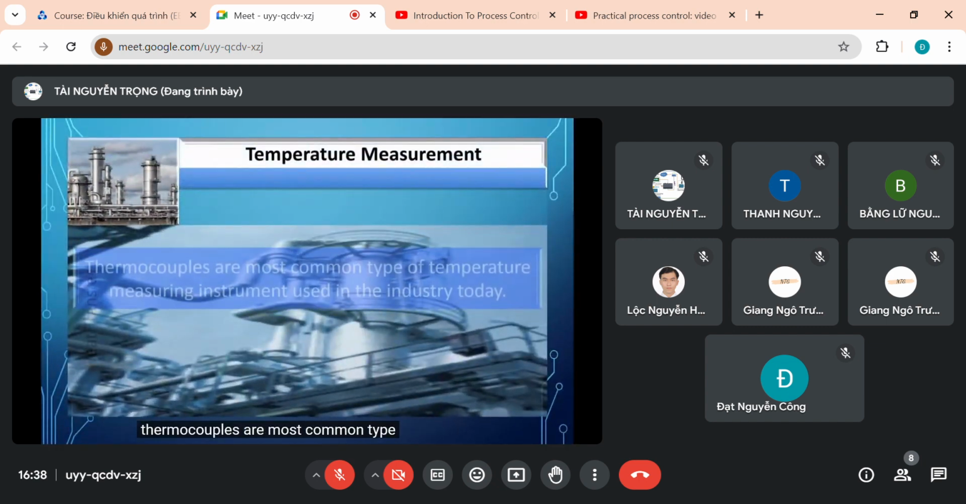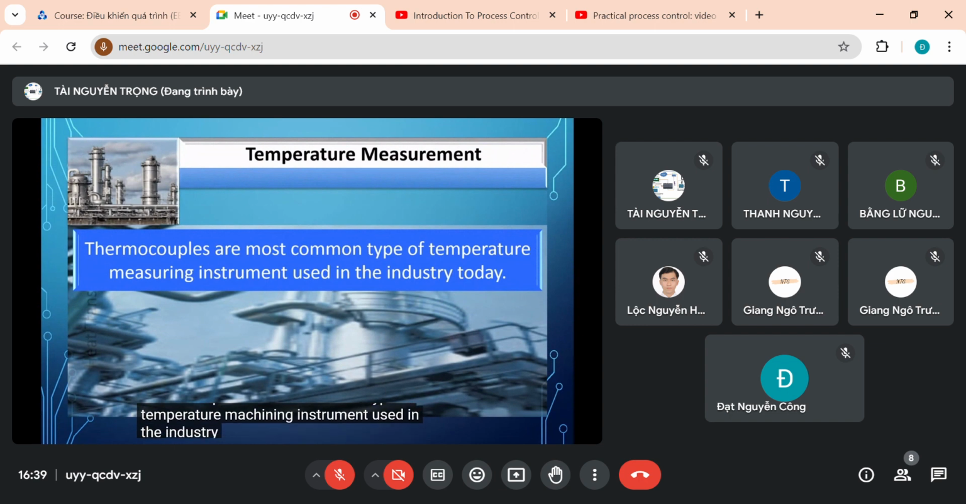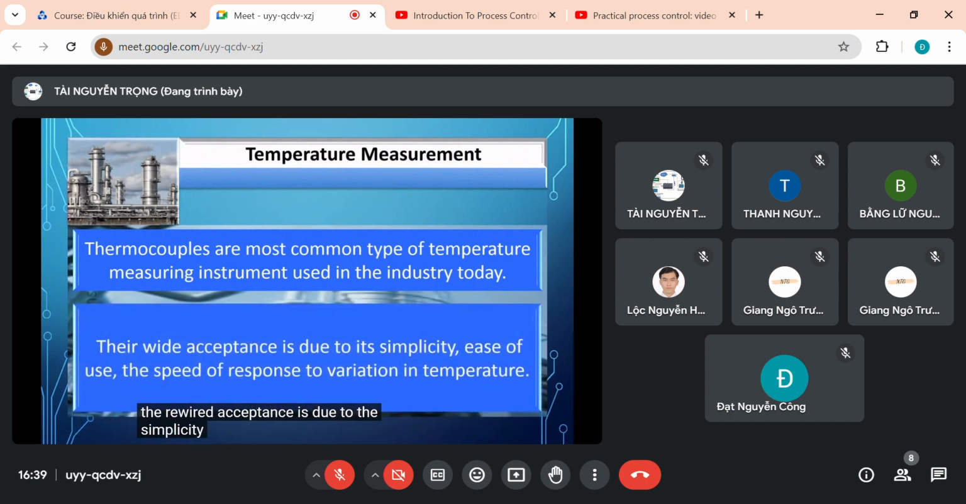Thermocouples are the most common type of temperature measuring instrument used in industry today. Their wide acceptance is due to the simplicity, ease of use, and speed of response to variation in temperature.